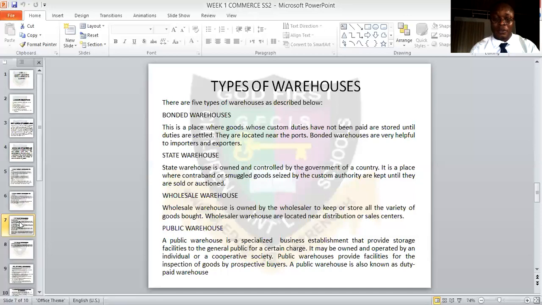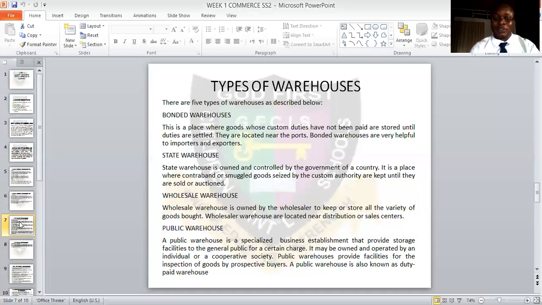When we are talking about wholesale, this is where the trader can buy in large quantity from the producers. This wholesale warehouse is owned by the wholesaler, and they have a place to keep or store the variety of goods that have been bought. So wholesale warehouses are located near the distribution or sales centers.